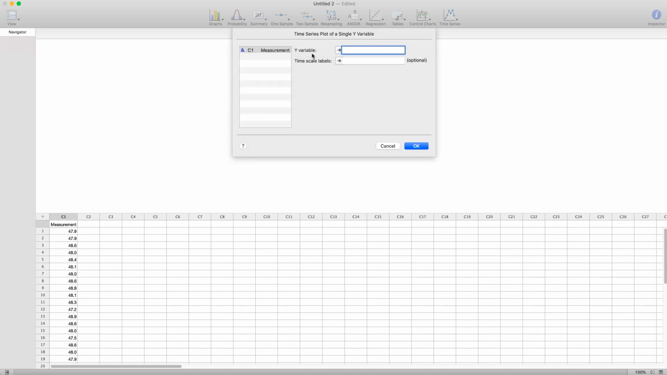So it's asking me for the y variable, which is the measurement, and also it asks me for time scale labels. So in this data, we don't have another variable that is a time variable. I mean, I could have another column here that was basically indicating the time that I measured that, and that will be probably different hours over 40 hours. But that's optional. If you leave that empty, Minitab is going to assume that each one of these are equally separated from each other, and it's going to automatically create a time index on the x-axis of the graph.